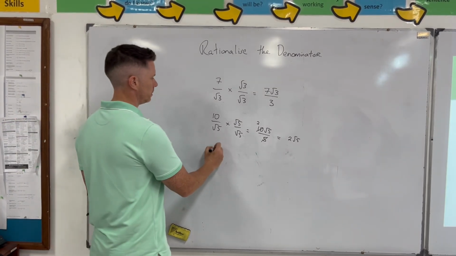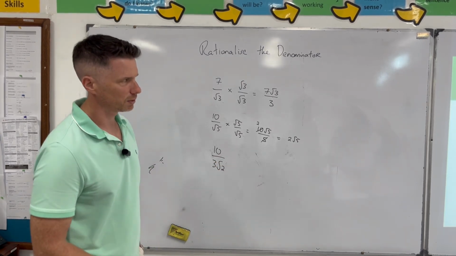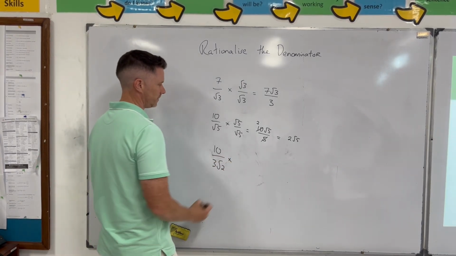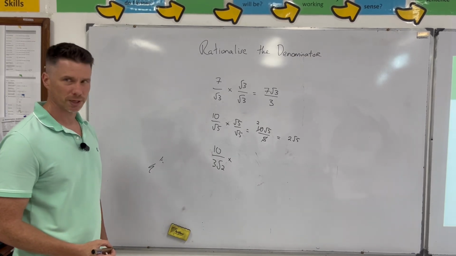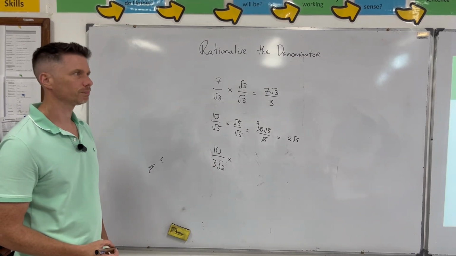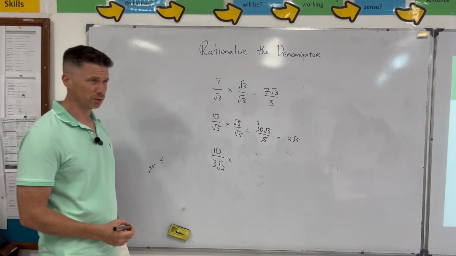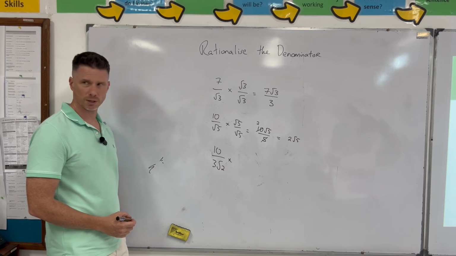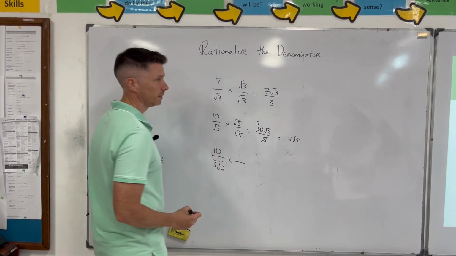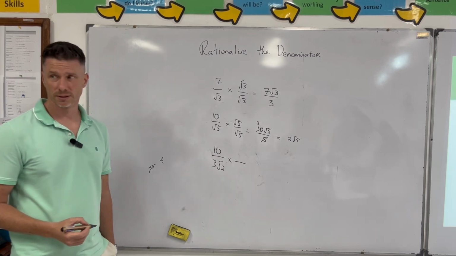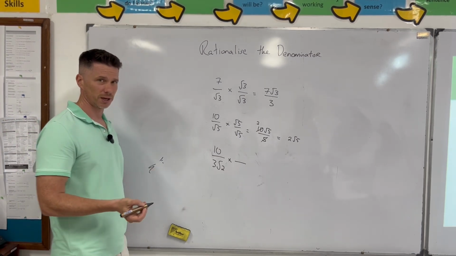The last one here, what happens if there's another number in front, a multiplier? I think it's the same question, but with a different number. Right, what do I multiply by? I suppose the choices are, do I multiply by 3 root 2 over 3 root 2, or do I multiply by root 2 over root 2? The answer is you can use either. Both will get rid of the square root. You'll just have to simplify.